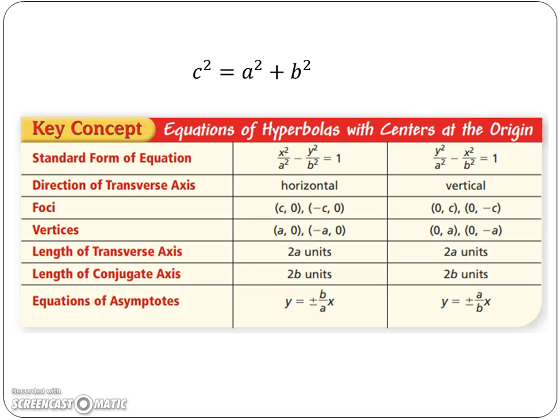The equations of the asymptotes, so this is a new part, are y equals plus or minus b over a times x. Alright.